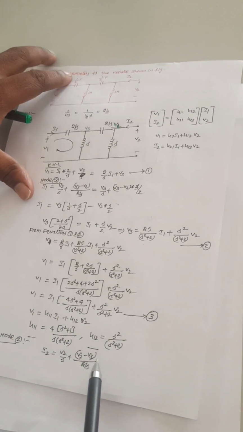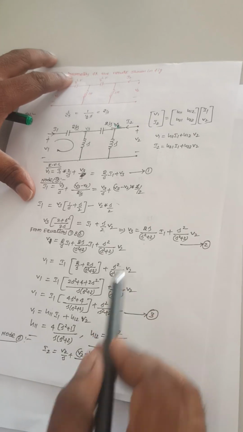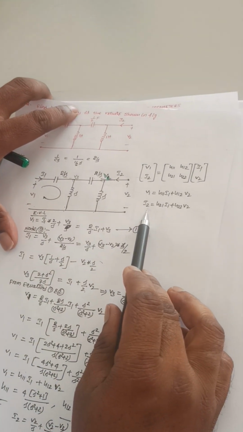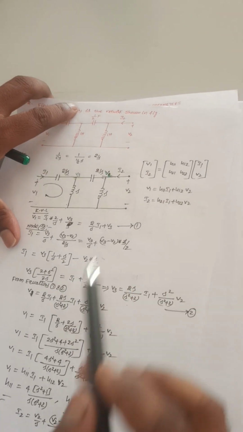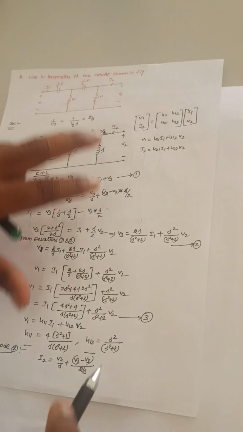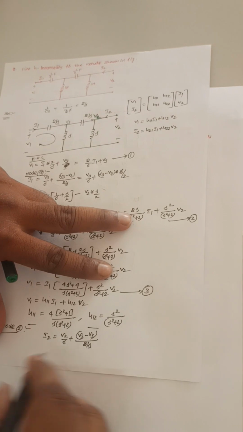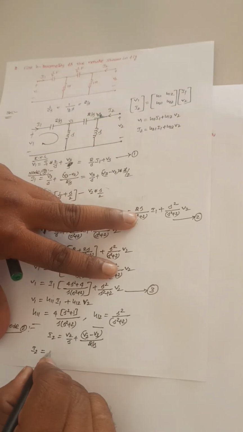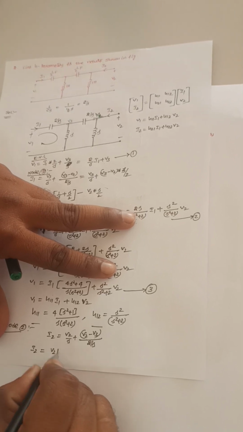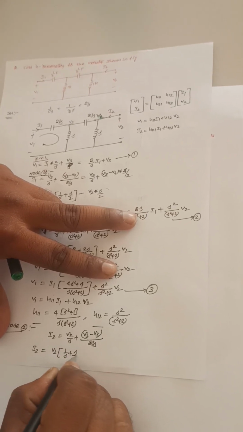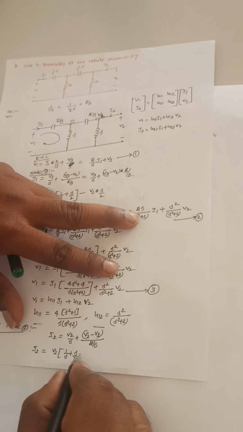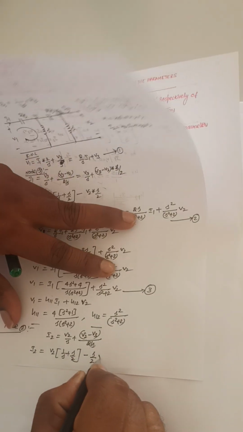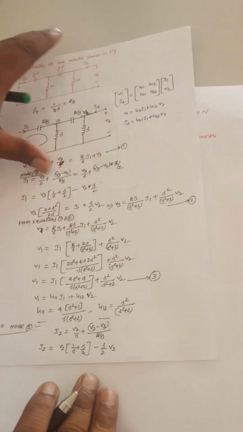So I need to substitute this V3 in this expression so that I will get this I2 in terms of V2 and I1. So let me rewrite this expression here. I2 is equal to V2, if I take V2 common here, 1 by S plus S by 2. If I bring this term, it is S by 2 minus S by 2 into V3.